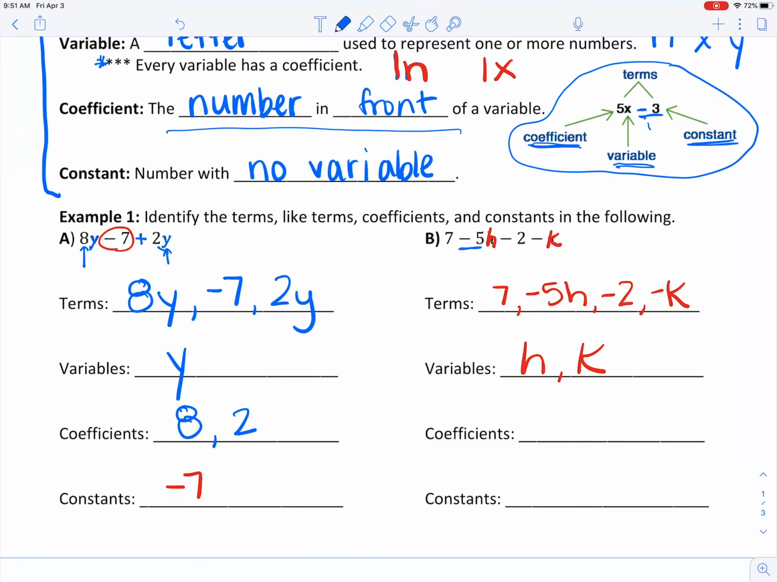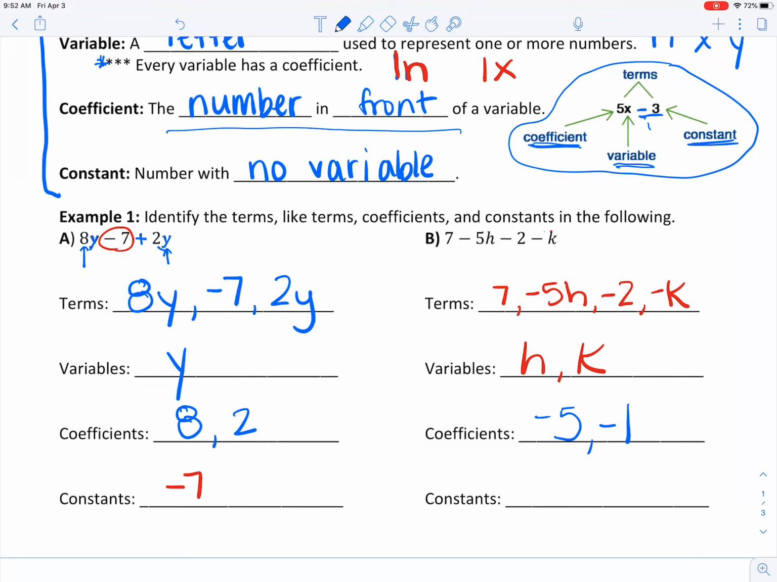So what's the number in front here? Well, that is a -5 because there's a minus. And I don't see a number in front of this k, but remember that 1 is my hidden number in math. So that means that this one is a -1.